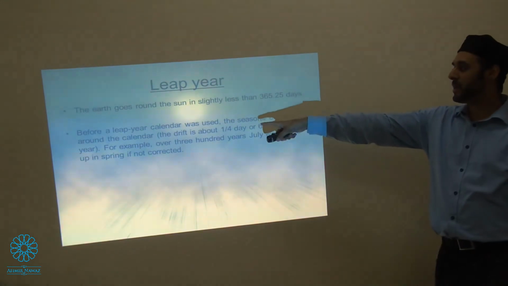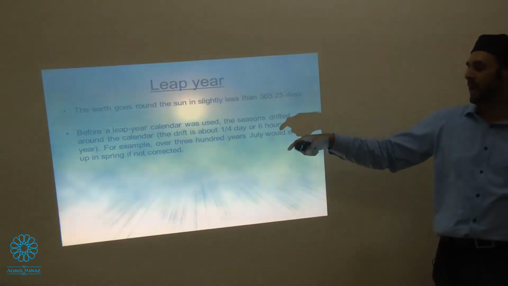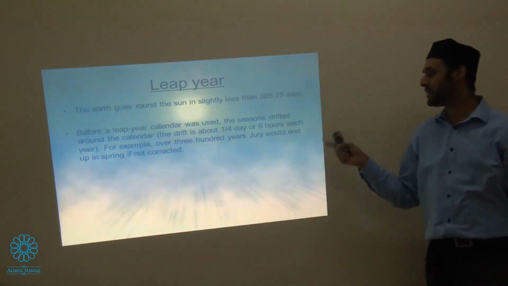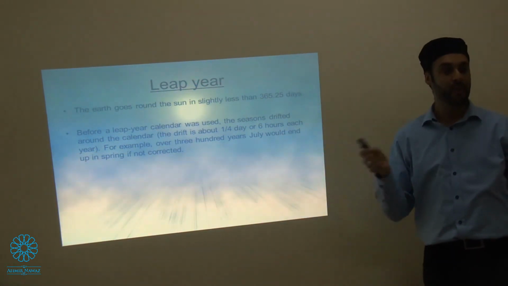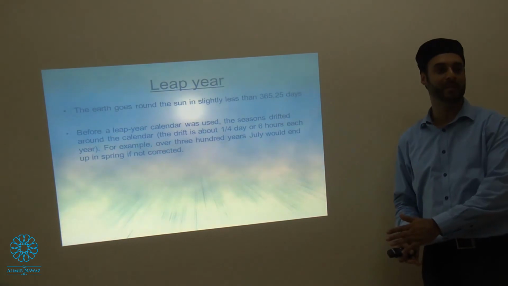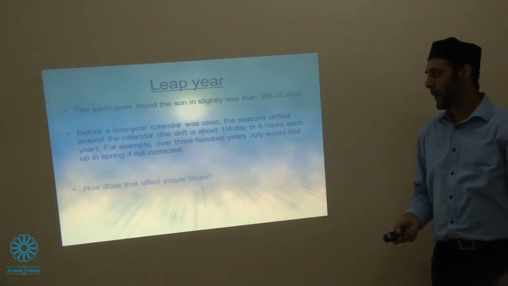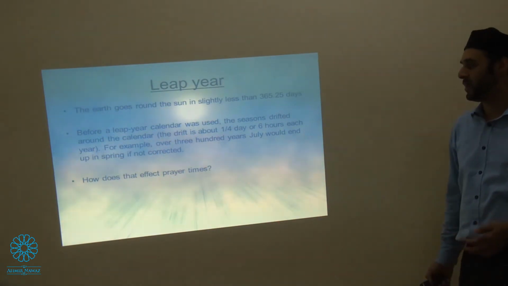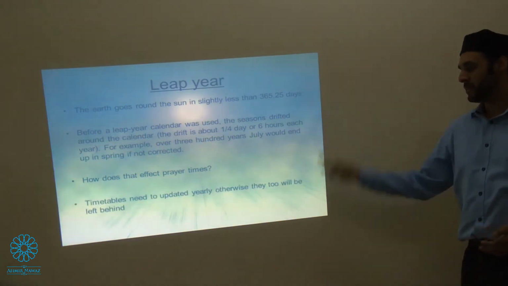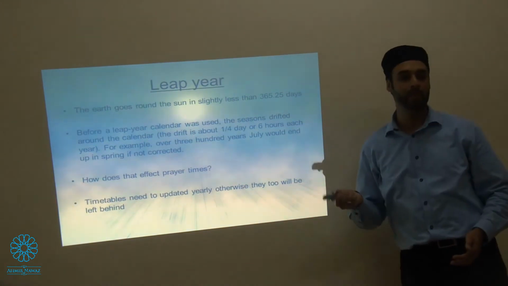So look, before a leap year calendar was used, the seasons drifted around the calendar. The drift is about quarter day or 6 hours each year. For example, over 300 years, July would end up in spring. If we didn't correct it over 300 years, your July wouldn't be summer, it would be in spring. Because our calendar doesn't match what's actually happening in the horizons. So how does that affect prayer times? Times need to be updated yearly, otherwise they too would be left behind.